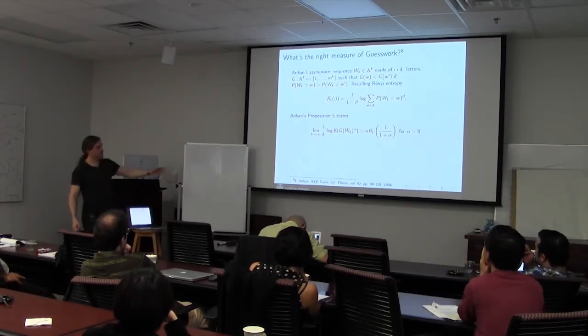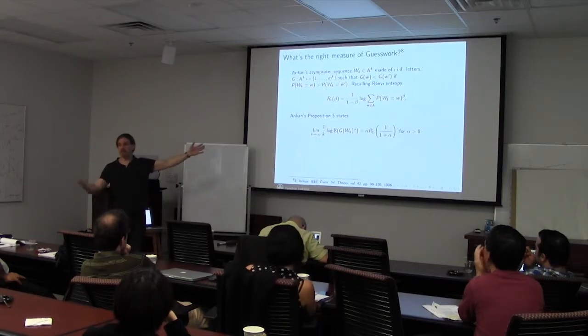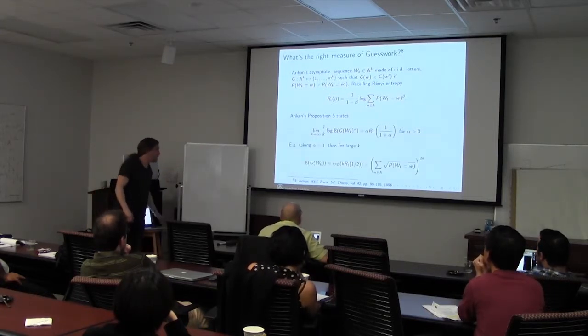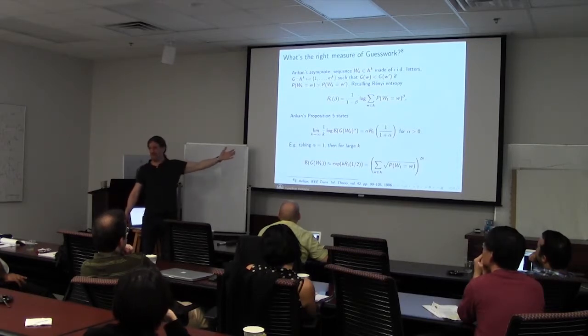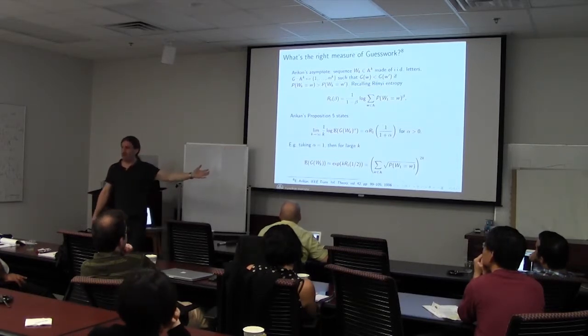And in particular, for example, if you put in alpha equals 1, which is kind of the original question Massey was asking about, what you find is that the average number of guesses that you're making is growing exponentially with Rényi entropy where you put in a parameter a half.